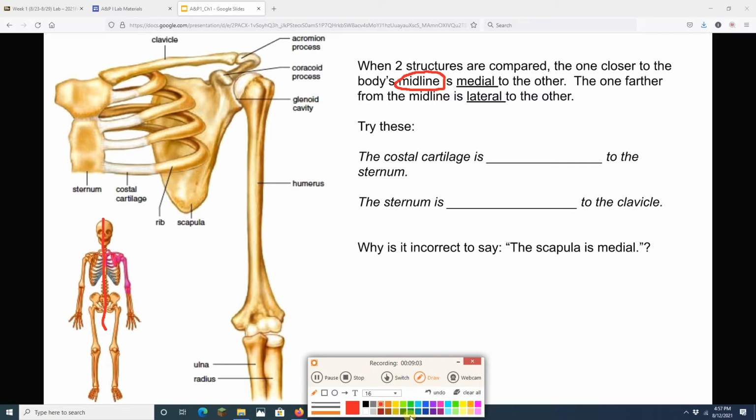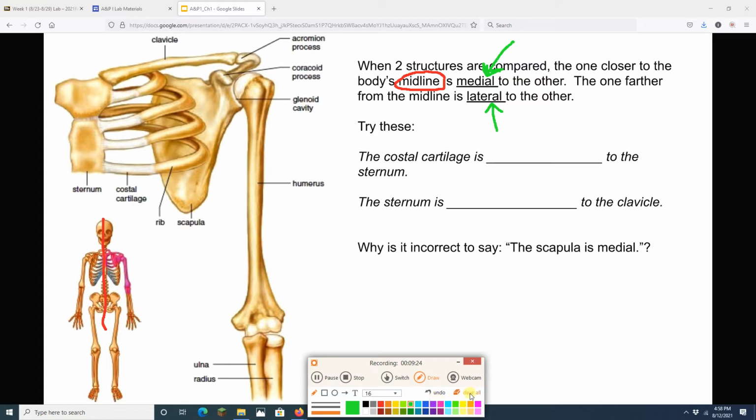If something is closer to the midline, it is said to be medial to the other thing. If something is farther from the midline, it is said to be lateral to the other thing.